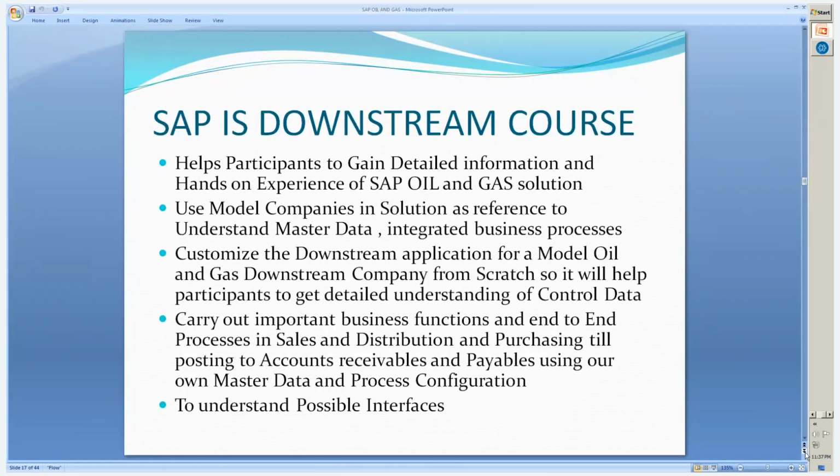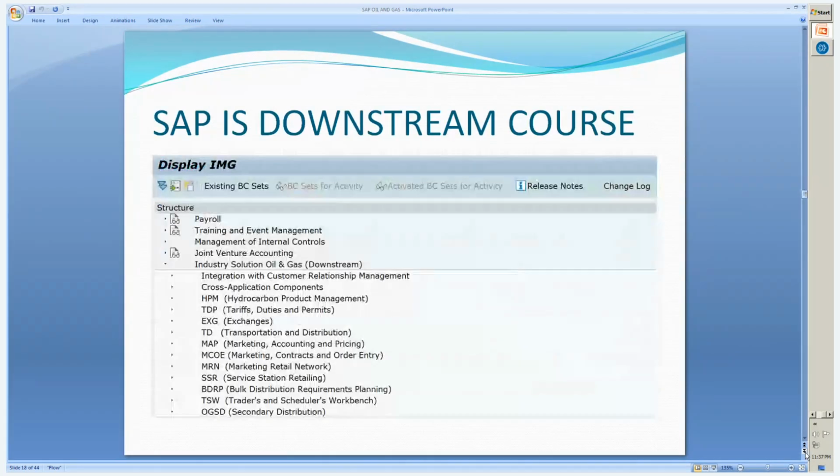And also, SAP Oil and Gas possibly works with a huge number of interfaces. Although it is not possible to go through each and every interface, the most important interfaces which are expected to be there in the project, we can have a slight overview, so that we are prepared to understand what these actually are. Now, let us take a look at the SAP IS downstream application part. From the SAP IS solution, I have taken a screenshot where specifically we are trying to list out the oil and gas downstream applications, what you can see here, like the HPM, TDP, exchange, transportation and distribution, MAP.